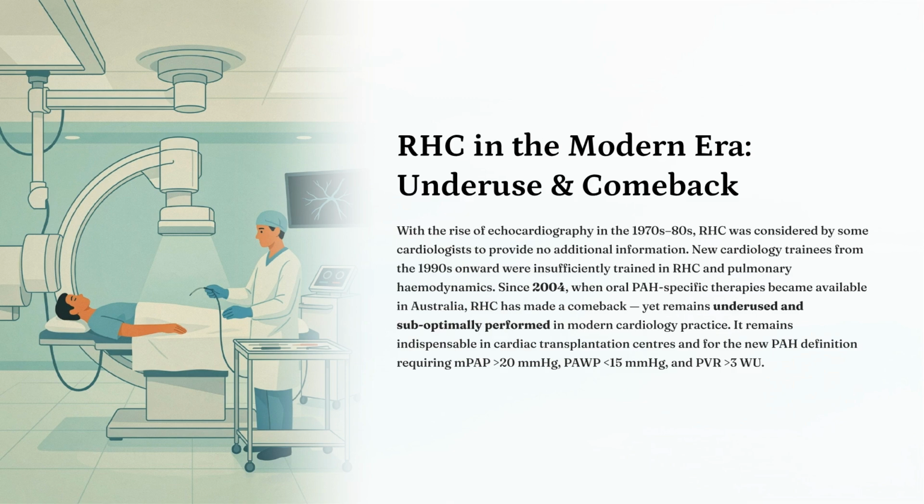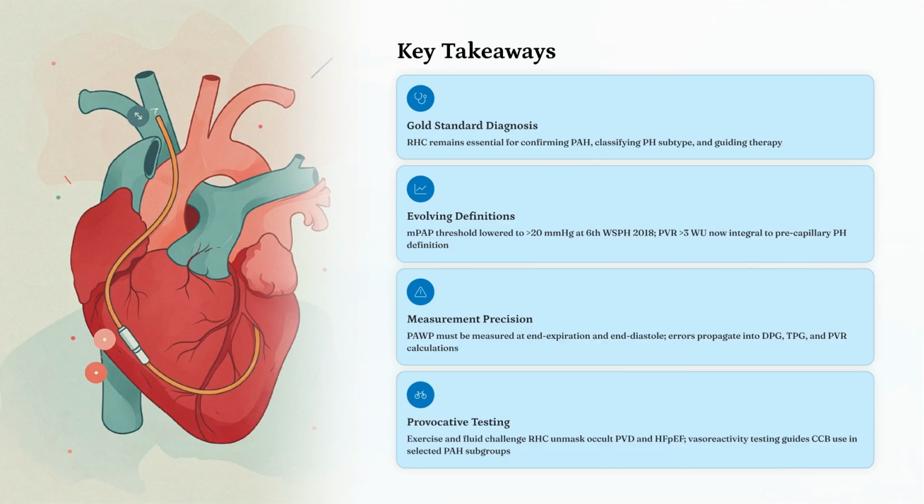Mixed venous saturation is useful for risk stratification, while comparing saturation levels across different heart chambers allows for the identification of potential shunts. While RHC saw a period of underuse, it remains the gold standard for diagnosing pulmonary hypertension. It is essential for modern classification, and when combined with precise measurement techniques and provocative testing, it provides indispensable data for managing complex patient cases.